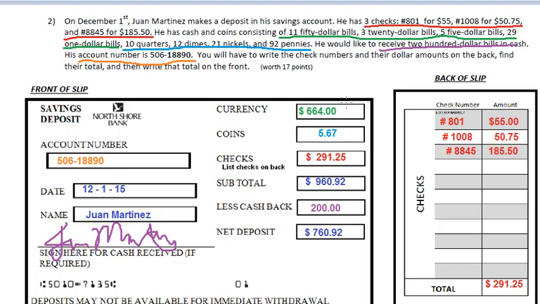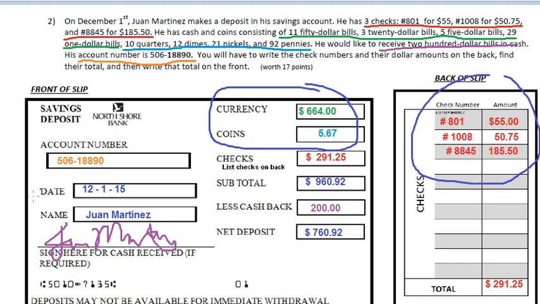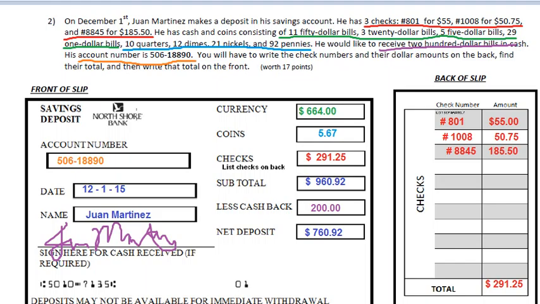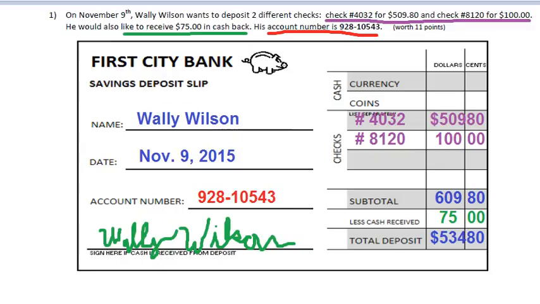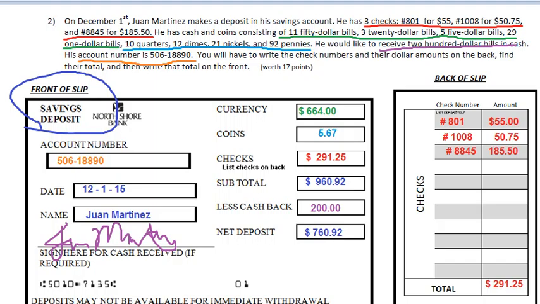This was kind of a long problem right here, but it's good to know how to do these problems, how to do the math for currency and coins, where to put the checks on the back of the slip. Not all banks use the same savings deposit slip. They don't all use the same savings deposit slips. Some of them look like this, and some of them will look like this. You need to be prepared to fill them out correctly, regardless of what bank you use.